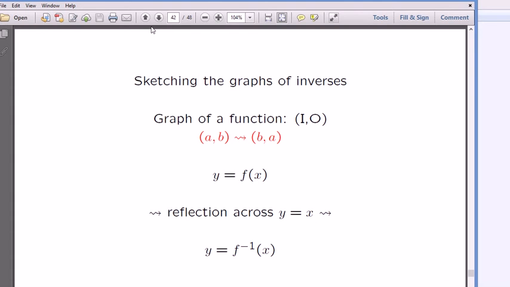So here's a quick review on the inverse. If you don't understand this thoroughly, go back to chapter 3, where they discuss inverses. But basically, for the graph of a function, the input value goes to the x coordinate and the output value goes to the y coordinate. That's the meaning of the graph of a function, right? So (a, b) means a is your input for this function, and b is the output, whatever the instruction gives you.